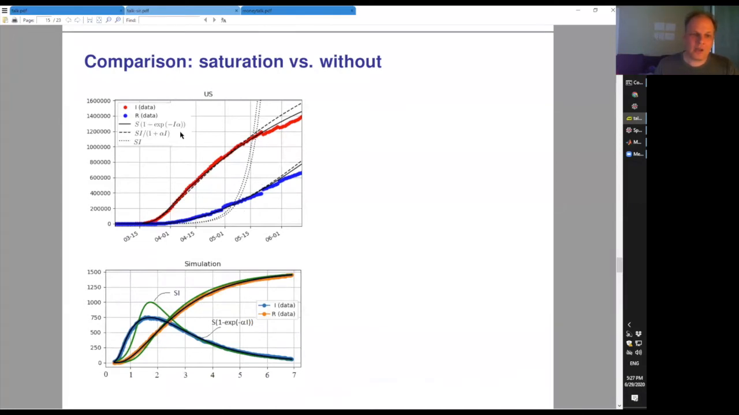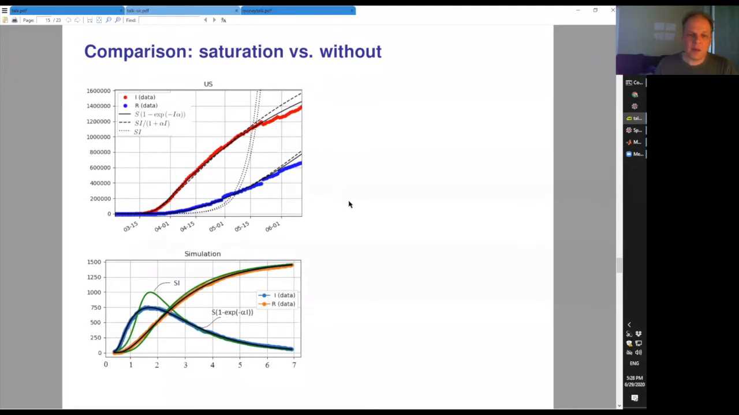Okay. Now, in terms of the saturation, this is the saturation we've derived from first principles, from the agent-based model. But you can also try some artificial saturation too, like I divided by 1 plus I or something like that. And that also works reasonably well. Both of those work much better than just S times I. The artificial saturation, just phenomenological, works a little bit worse than the one that we derived from first principles. It's about 50% worse if you look at the actual error.